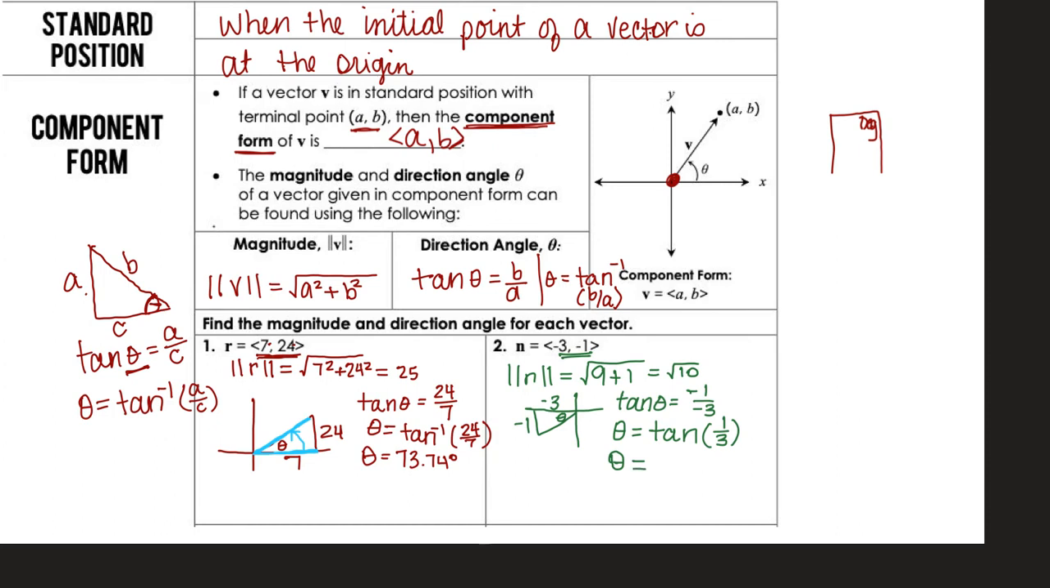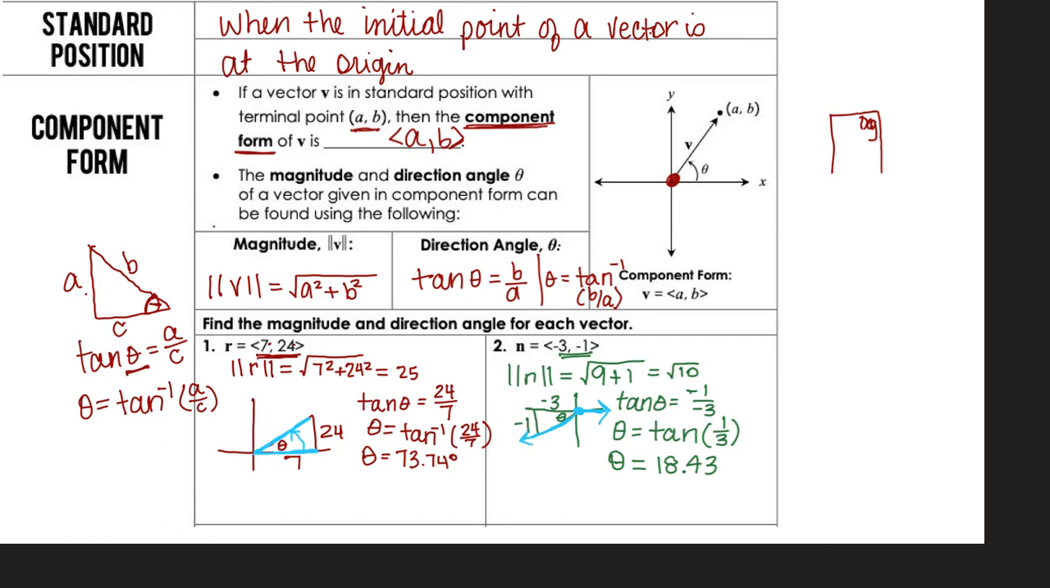Theta equals, and what did we get there? I don't have that value written. 18.43. Okay. Now, we've got to keep in mind, and this is where it gets a little tricky, we're going to have to do some extra thinking. We've started at the original. We're in standard form. So we started here, and my angle has stopped down here.